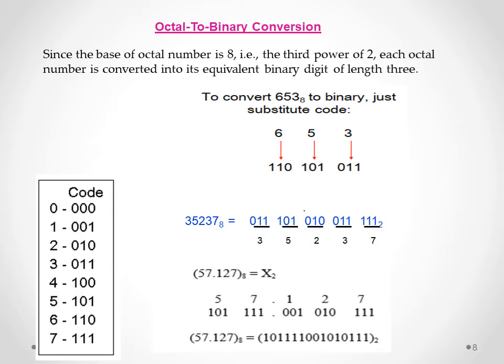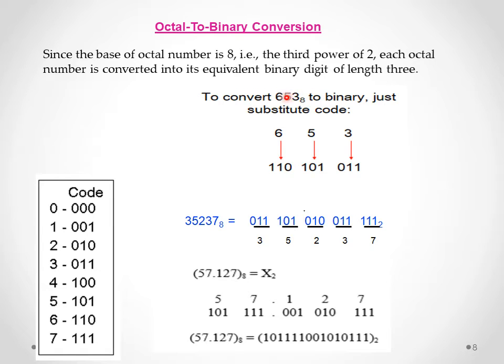Let's see about octal to binary conversions. The base of octal number is 8, that is 2 power 3. Then each octal number is converted into its equivalent binary digit of length 3.